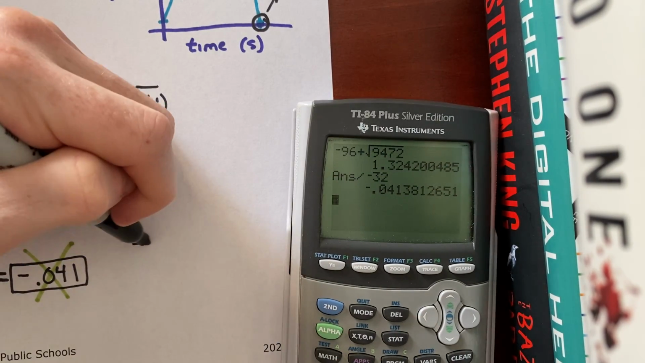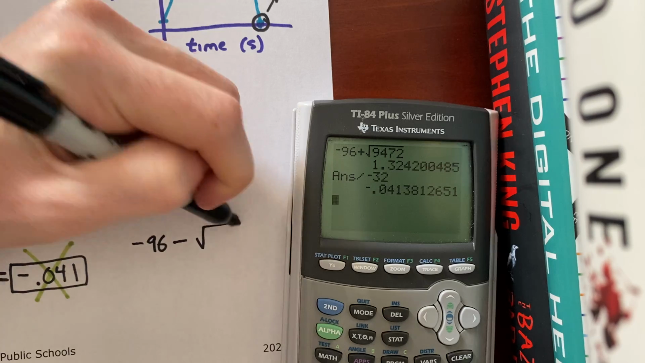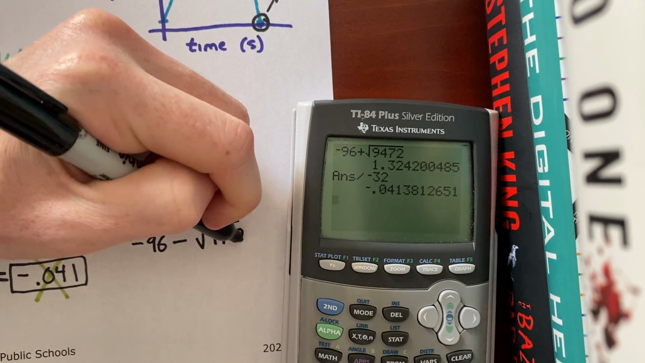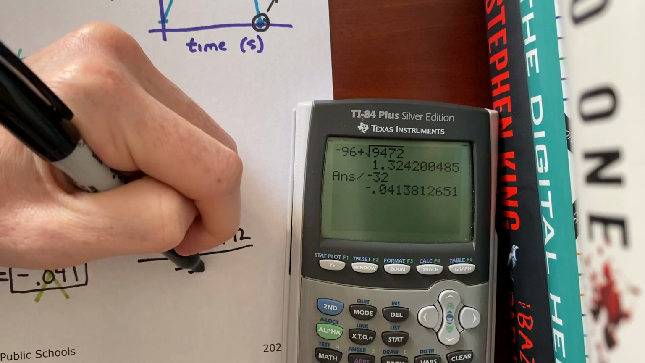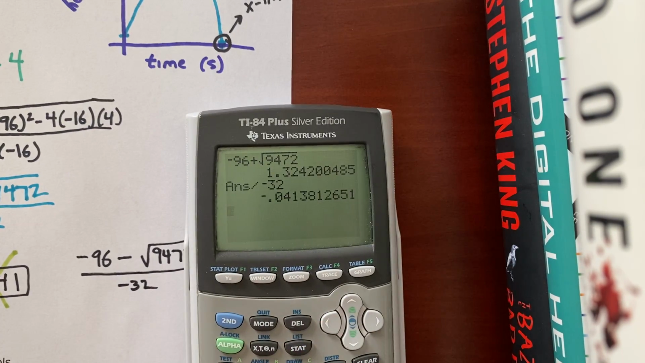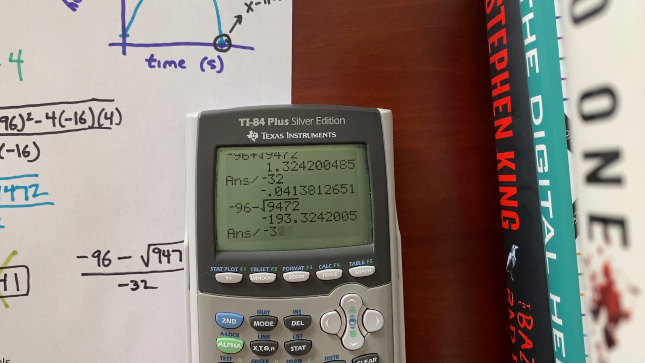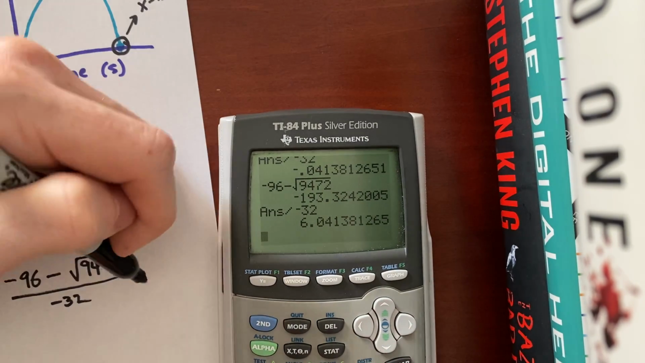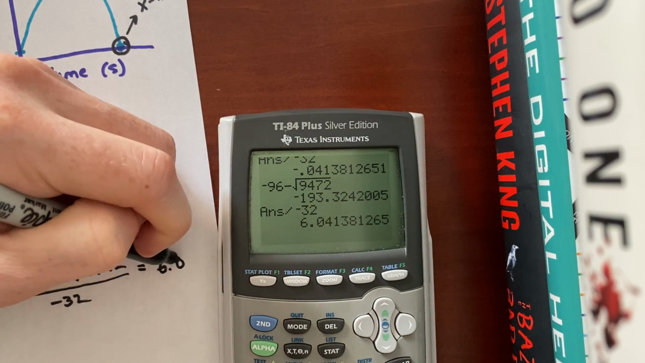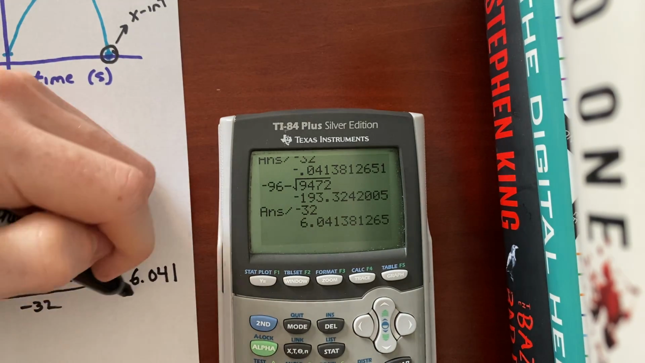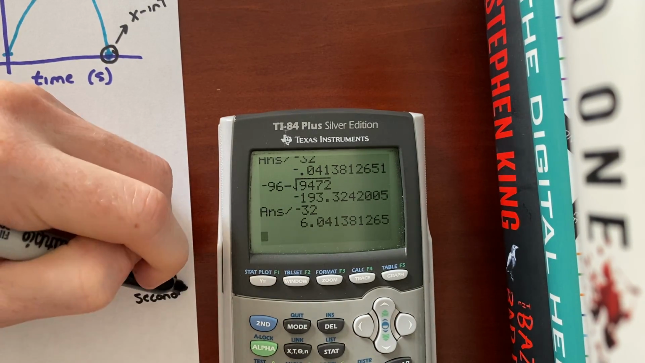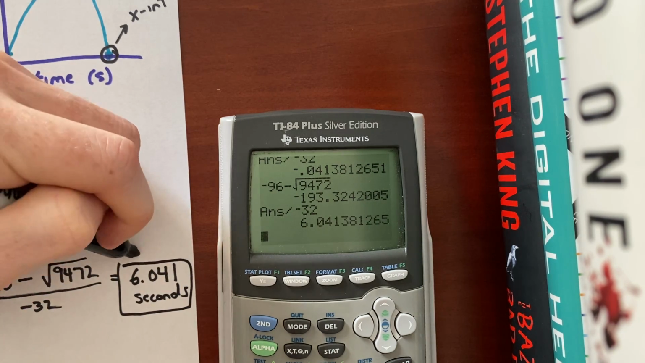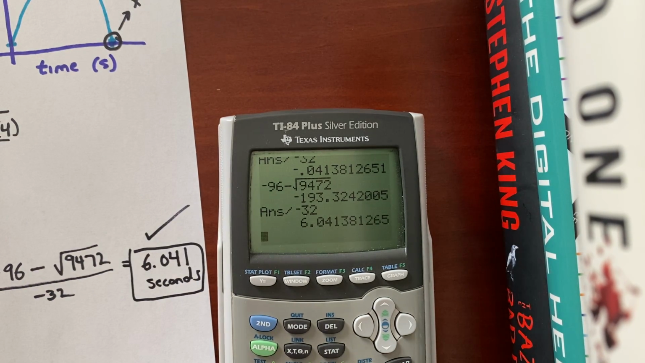So I take negative 96 and I'm going to subtract the square root of 9472 all over negative 32. All right, so negative 96 minus the square root of 9,472, press enter, and then divide that by a negative 32, and we get 6.041. And my units are seconds. This is the correct answer. 6.041 seconds is how long it takes that toy rocket to reach the ground.